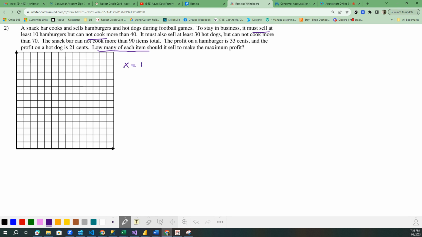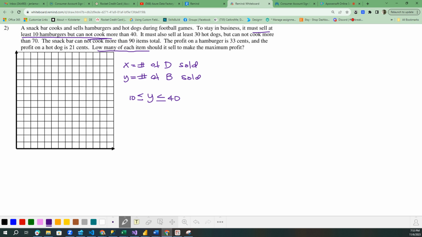Let x equal the number of hot dogs sold, and y equal the number of burgers sold. Okay. Now, on the first part here, it says they can sell at least 10 burgers. So burgers will be y. They can sell at least 10, so greater than or equal to 10, because that's what at least is. y is greater than or equal to 10, but they could never sell more than 40, right? So therefore, it could only be up to 40. So that's the first inequality.